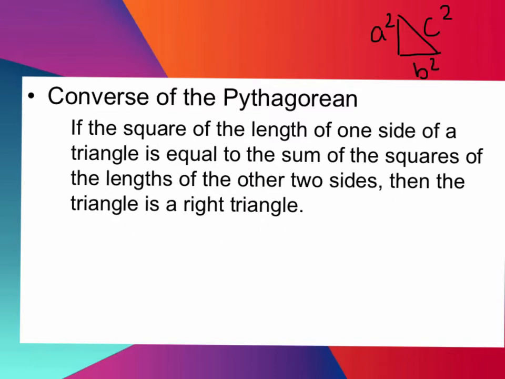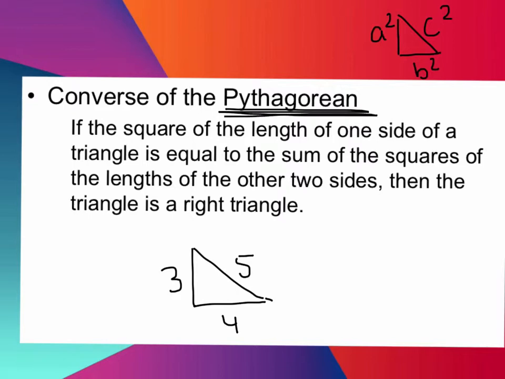So what they're saying is that they're going to give you a triangle and some side lengths, like 3, 4, and 5. And if the Pythagorean theorem works, that means that 3 squared added to 4 squared will equal 5 squared, then it will be a right triangle. So this will equate to a right triangle. But we have to check it with the Pythagorean theorem, and that's what the converse is telling us to do.